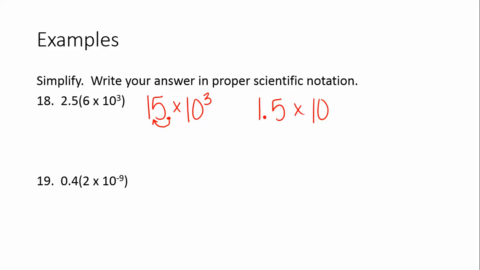The question is, what do we do here? Well, we took 15 and we made it smaller. We changed it to 1.5. So we need to make our exponent bigger by 1. 1.5 times 10 to the 4th.